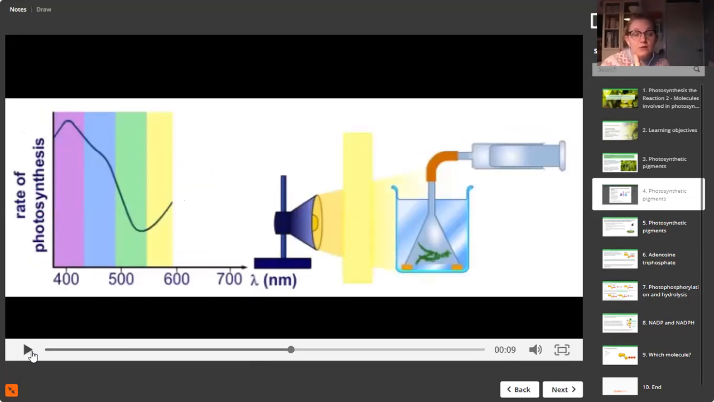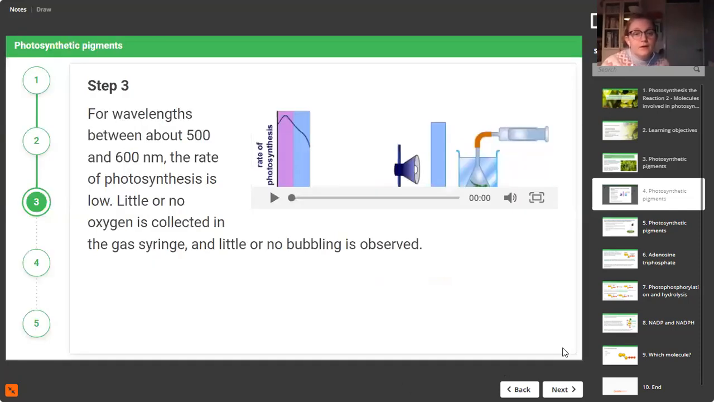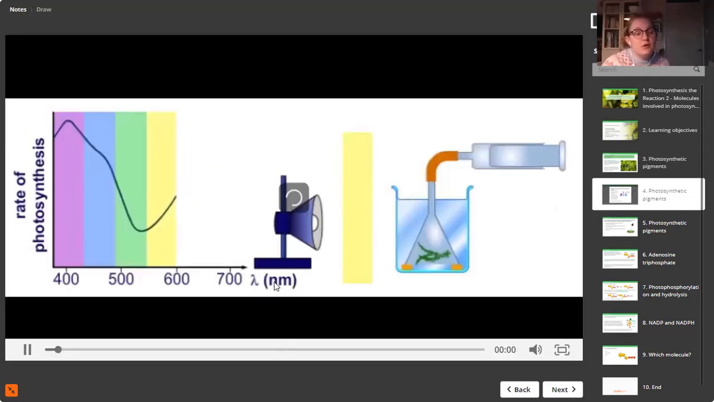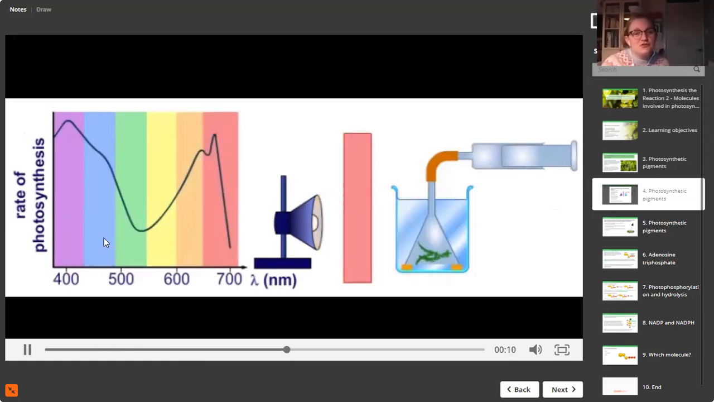We've changed the filter now, and we're heading towards 600, and it's still low, but we're starting to see that increase in the rate of photosynthesis. But again, it's still really, really low. Then from 600 to 680, the rate of photosynthesis starts to increase again, and we get more oxygen being produced. So hopefully, what we should see, new filter on there, higher wavelengths, and more photosynthesis is now going to start to occur. But we get 700 and it plummets again, which is really important to remember.